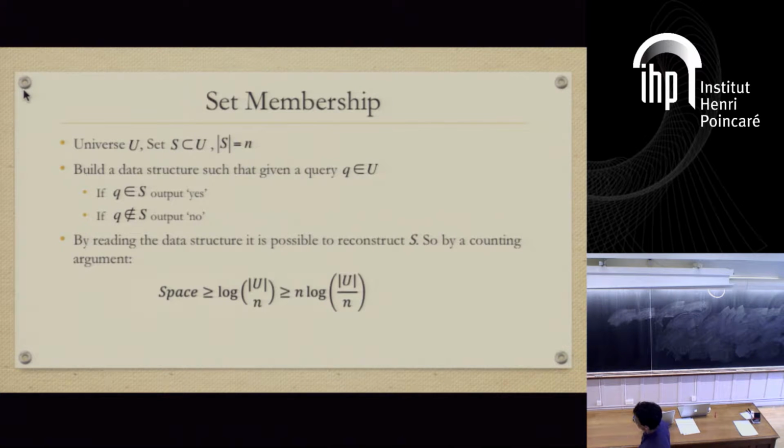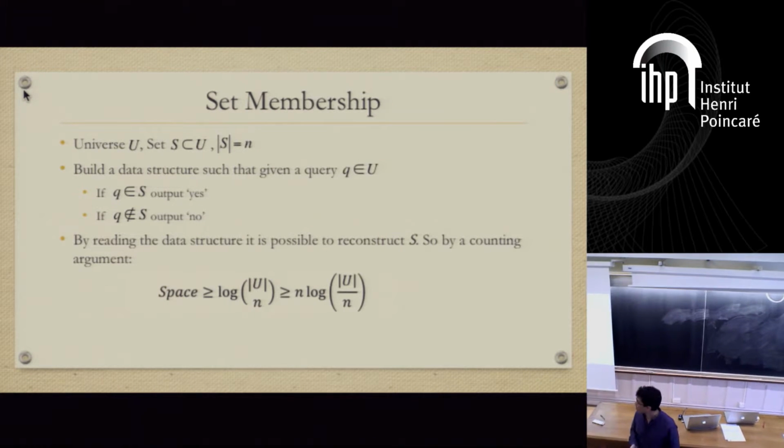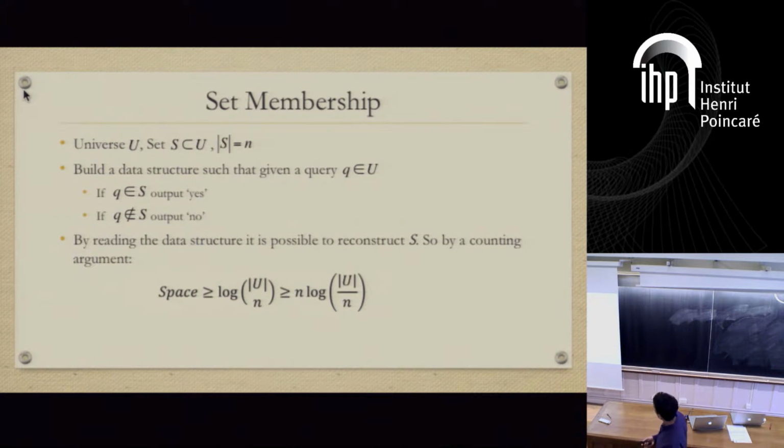And clearly, if you have the entire data structure and you read it and you query all possible queries against this data structure, then you can reconstruct the set itself. So this gives a lower bound on the size of a data structure that would be able to represent such a set. We have u choose n possible sets of size n. So at least in the worst case, the data structure has to be of size at least log of that, which is roughly n log u, if u is the size of the universe.